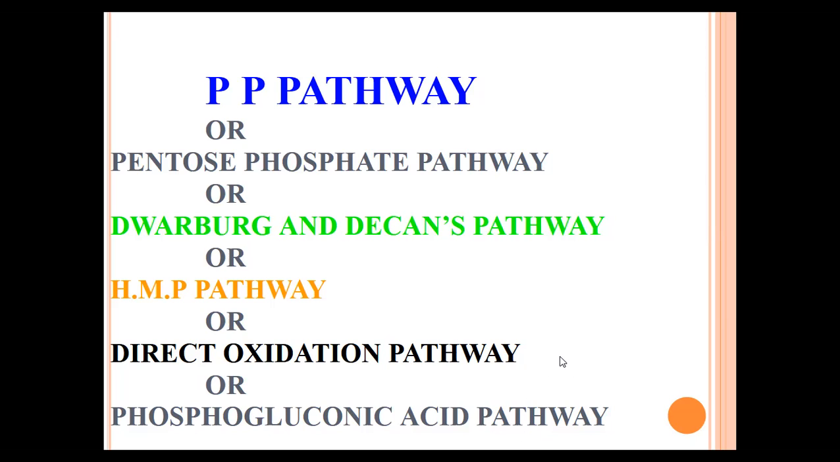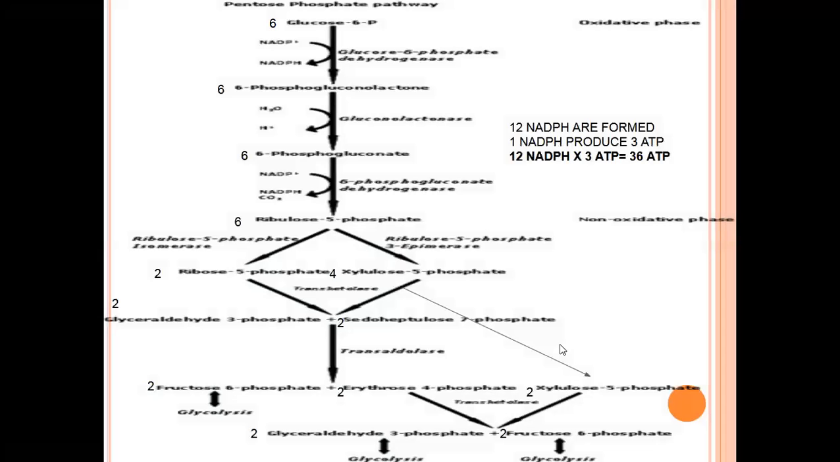Now, the next topic is the mechanism of the pentose phosphate pathway. In this mechanism, mainly two major stages are there. One is the oxidative phase. The second one is the non-oxidative phase. In the oxidative phase, glucose 6 phosphate molecules are involved. So this pathway is also called direct oxidation pathway.